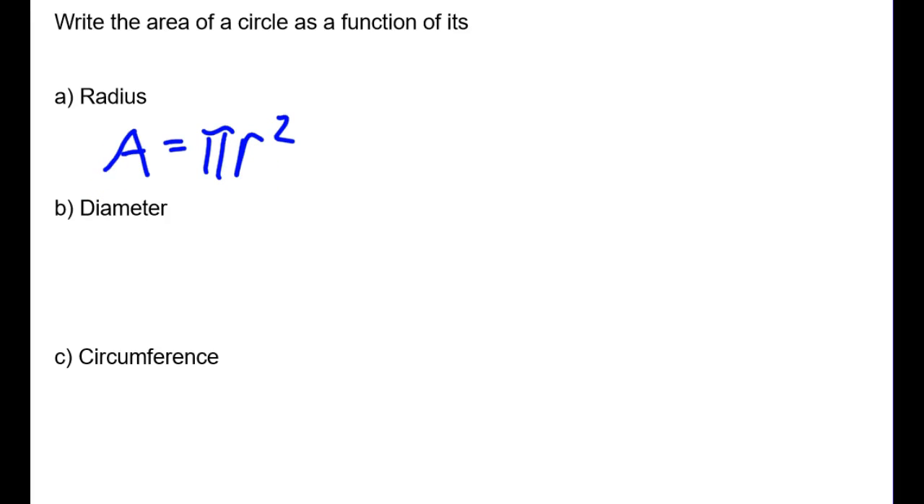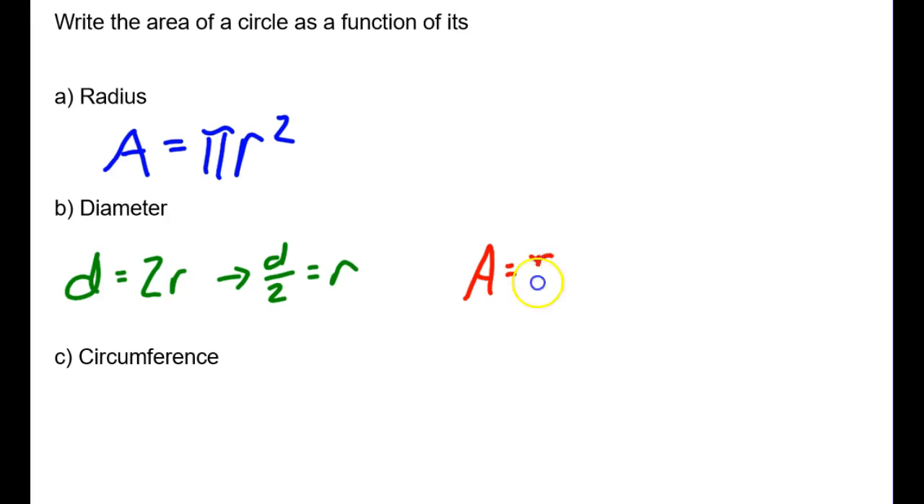In part B, we want to write it as a function of its diameter. Well, we know the diameter is equal to 2 times the radius. If we would solve and get the radius by itself, this is the same as saying the diameter divided by 2 is equal to the radius. So in our first equation where we have the radius, we can substitute in this equal value. So we have the area is equal to pi times d over 2 quantity squared.